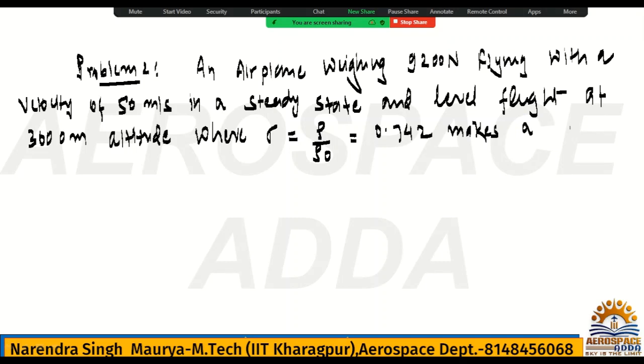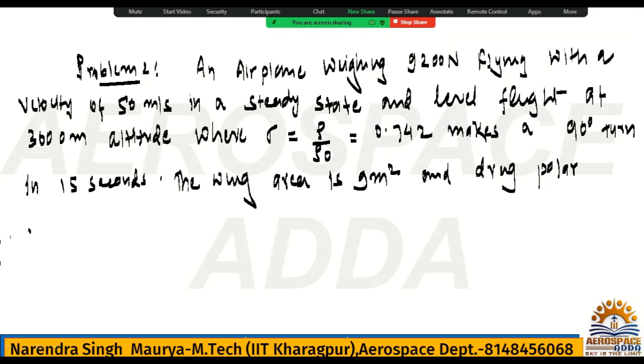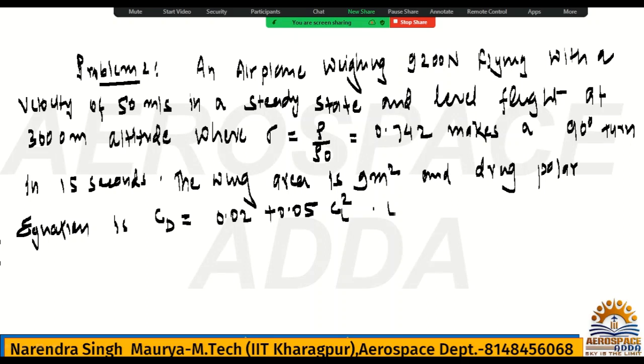Makes a 90-degree turn in 15 seconds. The wing area is 9 meters square and the drag polar equation is CD equals 0.02 plus 0.05 CL square, full stop. Estimate.